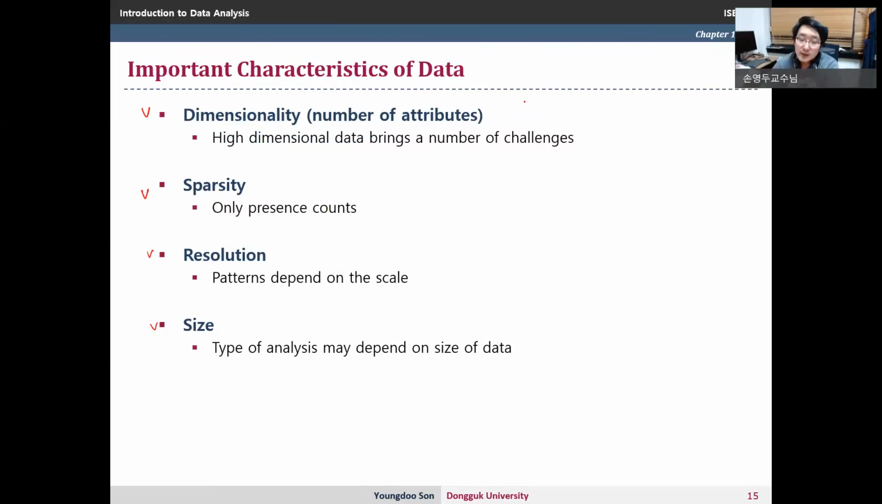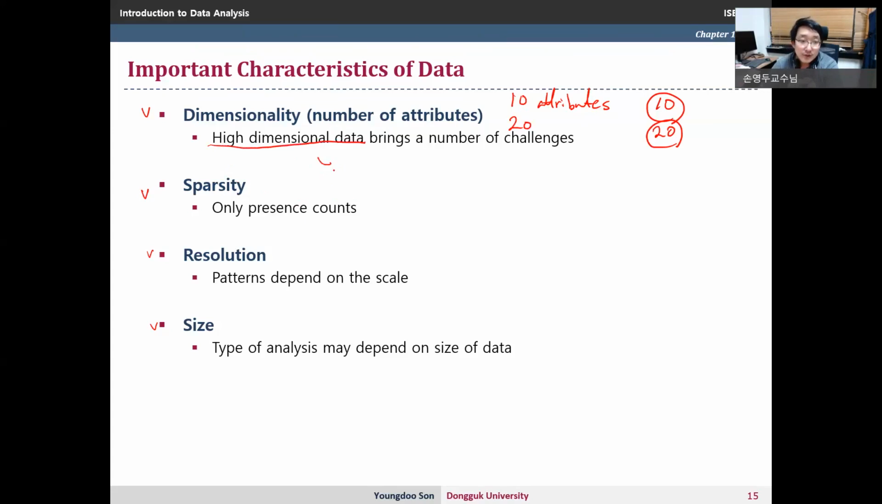So if data has 10 attributes, then its dimensionality is 10. If it has 20 attributes, then its dimensionality is 20. So then, why is this dimensionality important? Because some data has very high dimensionality, and this high dimensional data sometimes brings a number of challenges.